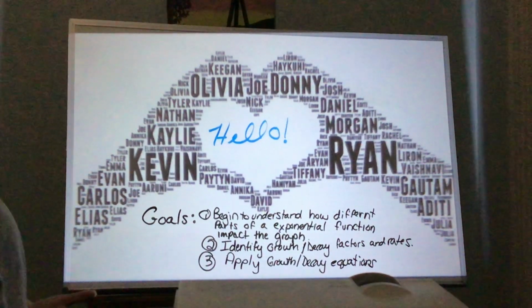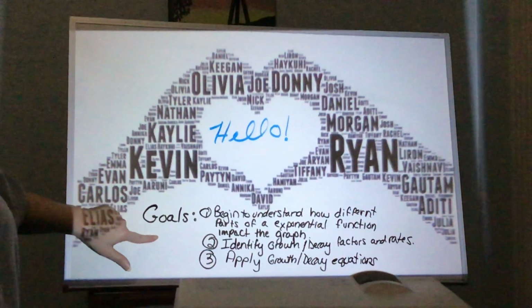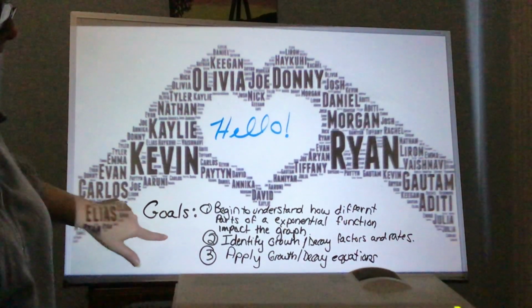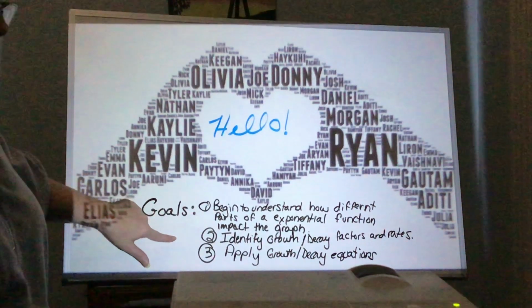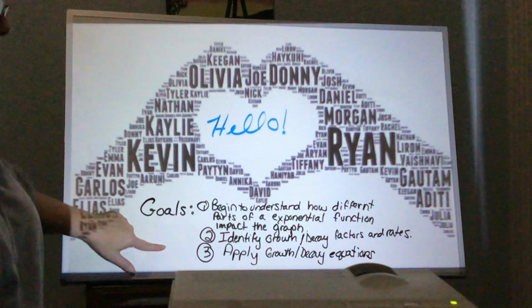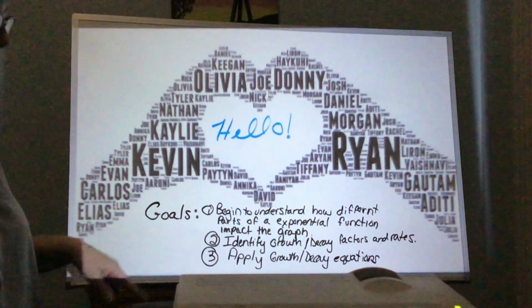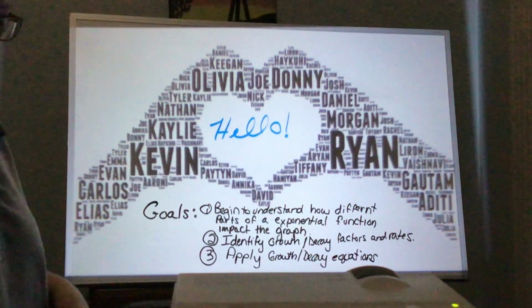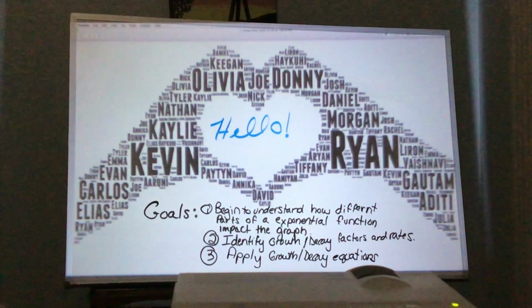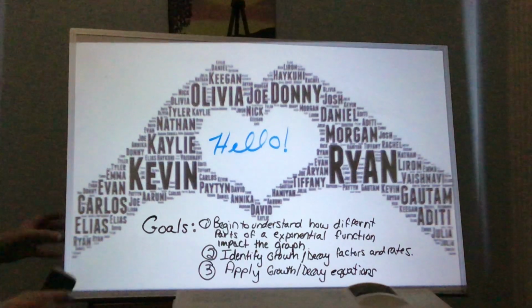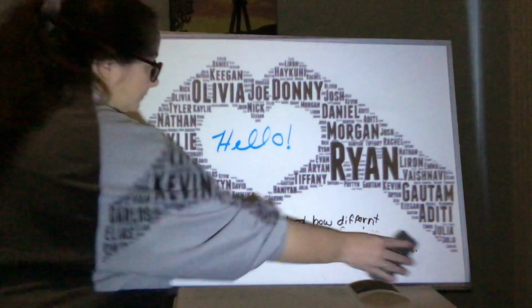at each topic. Today's goal is that you begin to understand how different parts of an exponential function impact the graph, that you can identify growth and decay factors and rates, and that you can apply growth and decay equations. So hopefully you had a chance to print out the notes so you can follow along. Let's get started.